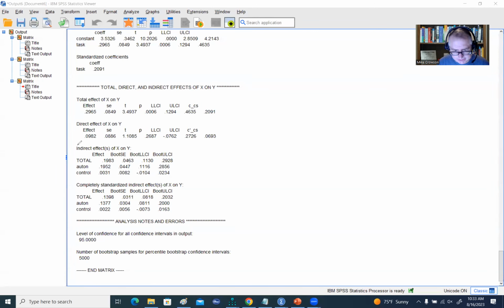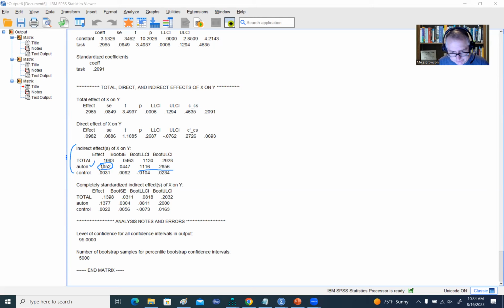You'll notice that this part of our output right here, these are the unstandardized specific indirect effects. Here we've got the specific indirect effect of task orientation on intention to continue by way of autonomous motivation right here. Here we've got the bootstrap confidence interval ranging from 0.1116 to 0.2856. 0 falls outside of that interval, so that would lead us to conclude that the indirect effect is statistically significant. And that's consistent with possible mediation taking place.